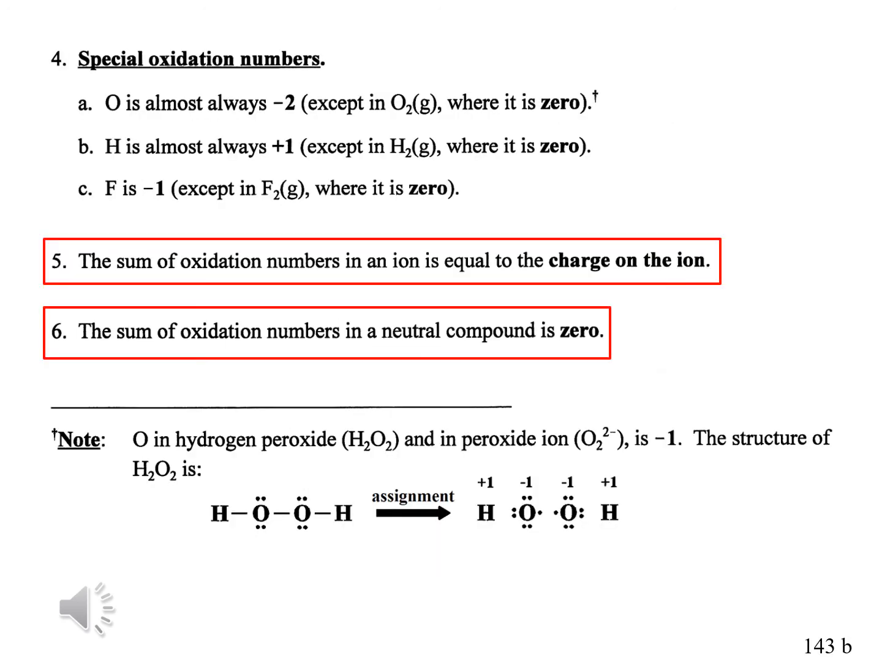We already talked about 5 and 6, which are that the sum of the oxidation numbers in an ion equals the charge of the ion, and the sum in a neutral compound equals 0.